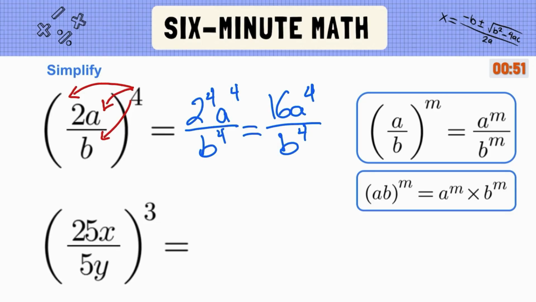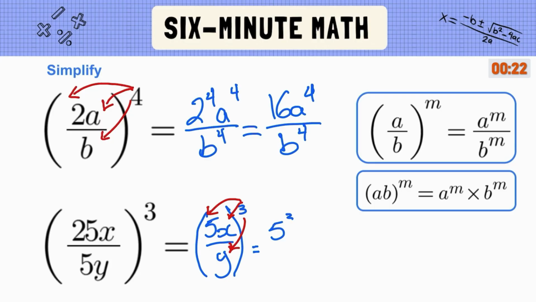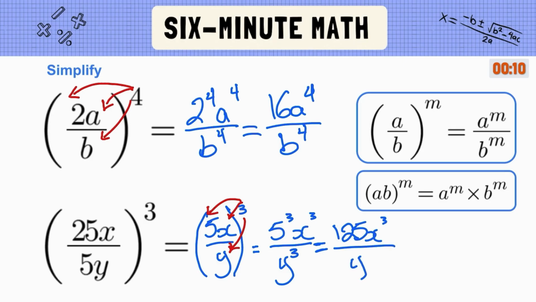How about if I have (25x divided by 5y), and all of that is going to be cubed. Now, in this situation, I'm actually going to simplify my coefficients first, and that is going to give me 5x divided by y, and all of that will be cubed. I'm going to apply my cubed to each of my items, giving me 5 cubed x cubed over y cubed, and that will simplify to 125x cubed over y cubed.